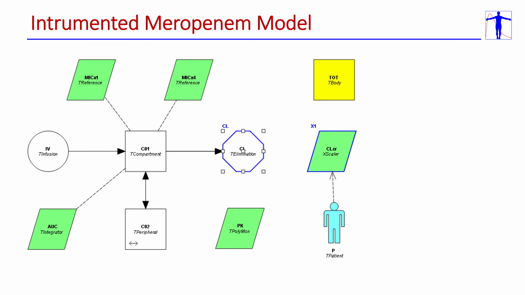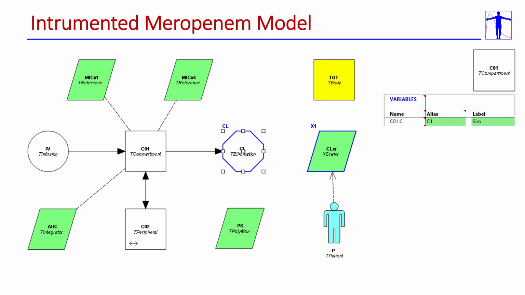This is the EdSim implementation of the meropenem model. We will now instrument the model with report instruction tags. The plasma concentration in the central compartment is given an alias name C1. This variable is also labeled with the simulation tag sim.